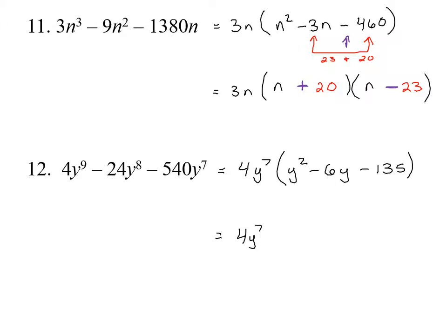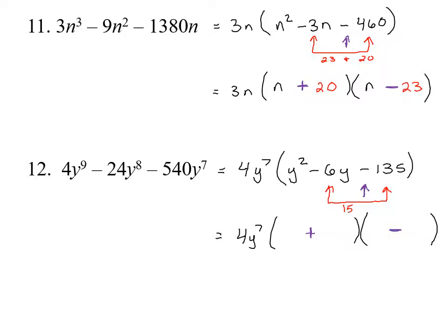And then we have to see, does that factor anymore? And it probably will. This minus sign again tells you that you need a positive and a negative. And you need two numbers that multiply to 135 that differ by 6. So let's see. I might have to go to the calculator for this one because I can't think of what it is off the top of my head. Okay, 15 and 9. So you may have found it faster than I did.